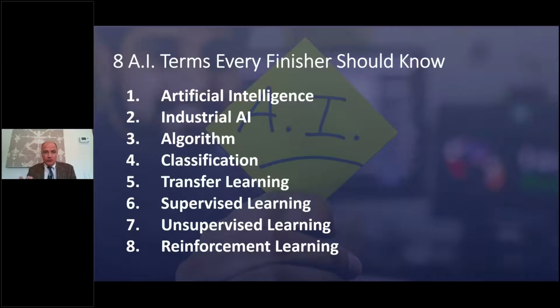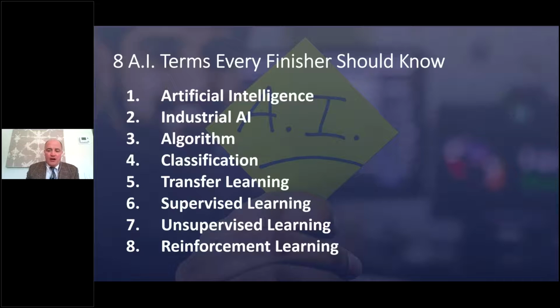Okay, so those are our 8 AI terms every finisher should know. Artificial intelligence, how it differentiates from industrial artificial intelligence, what's an algorithm, what are classification and transfer learning, what is supervised and unsupervised learning, and what is reinforcement learning.